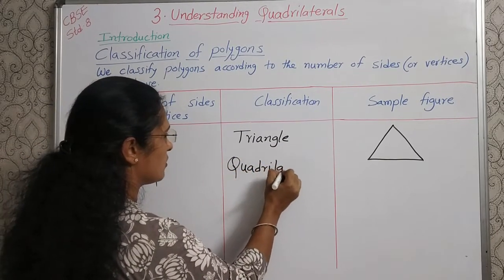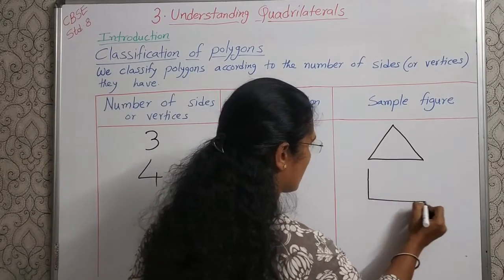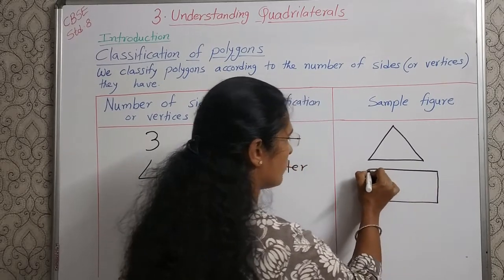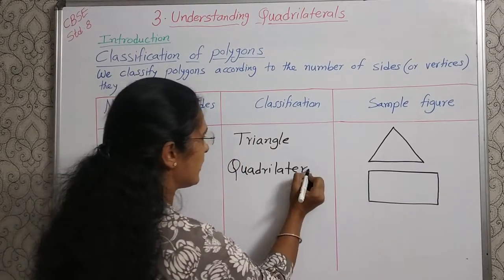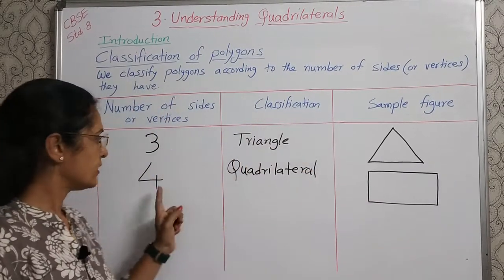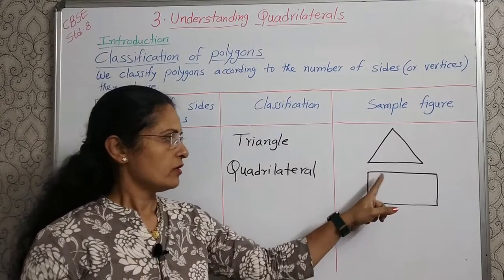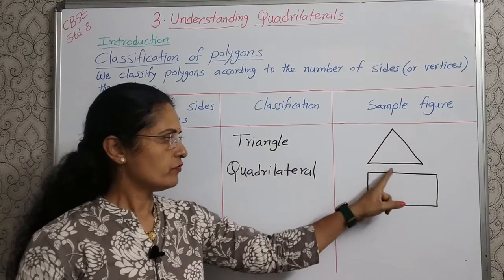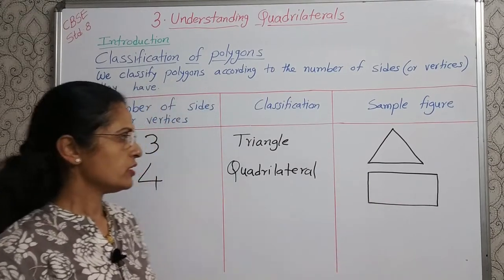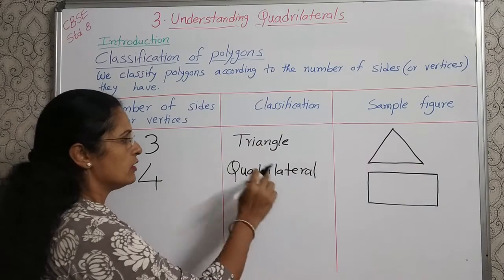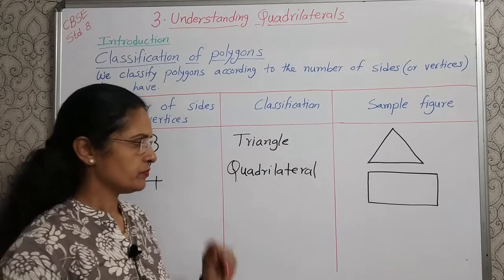Quadrilateral. We draw the figure like this. So this is a 4-sided figure with 4 vertices. This is a quadrilateral, a 4-sided figure. This is a polygon because it is a simple closed curve with 4 sides, 1, 2, 3, 4, and 4 vertices. So it is a quadrilateral. Now in this chapter you are going to study only this quadrilateral.